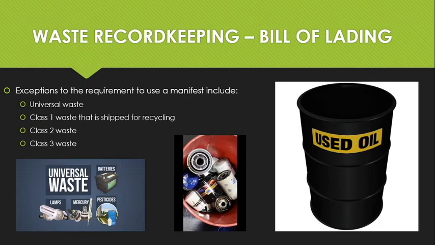In terms of record keeping for bills of lading, the BOLs that we all know, we all use BOLs all the time. You can use BOLs when you're hauling universal waste, so the batteries, the bulbs, in Texas, the paint. Class 1 waste that's going for recycling, so let's say we pick up absorbents from an industrial customer and it's going into Turkey Creek, it's okay to pick that up on a BOL. Then any Class 2 waste or Class 3 waste. So if you had a drum of animal grease, it's okay to pick up on a BOL.